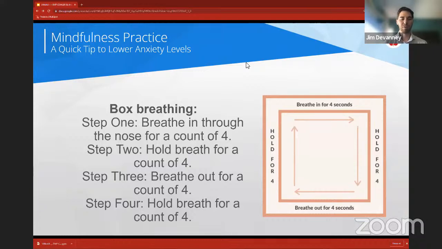So let's do this together real quick. Starting on inhale. Starting 1, 2, 3, 4. Hold. 1, 2, 3, 4. Exhale. 2, 3, 4. And hold. 2, 3, 4. Thank you very much.